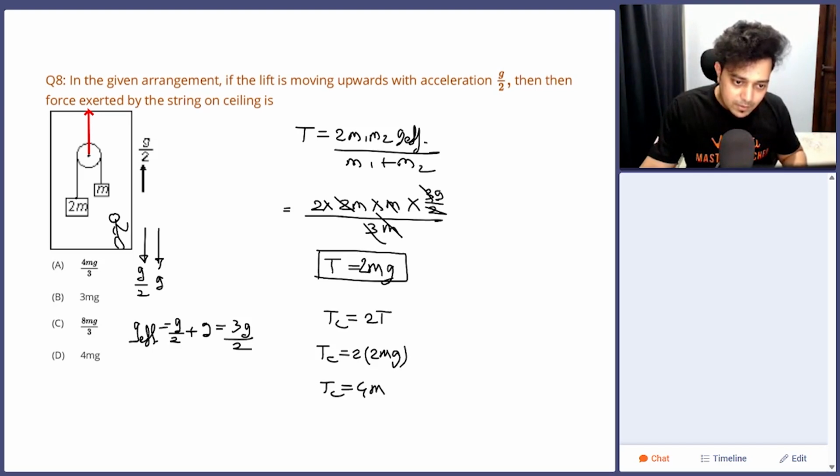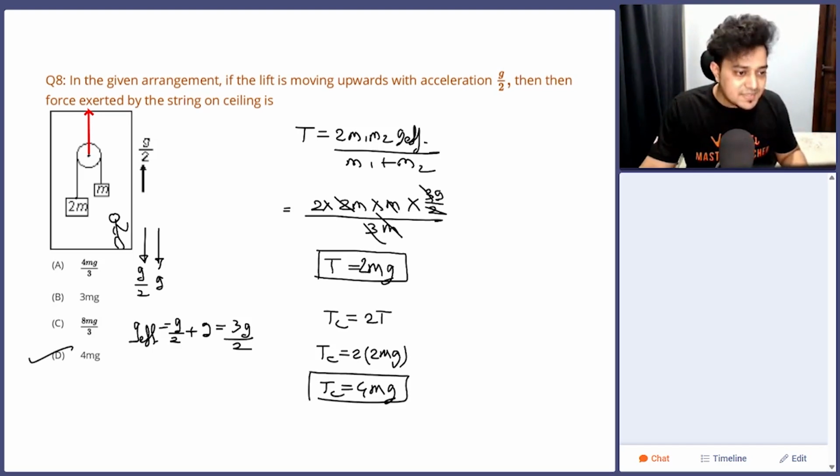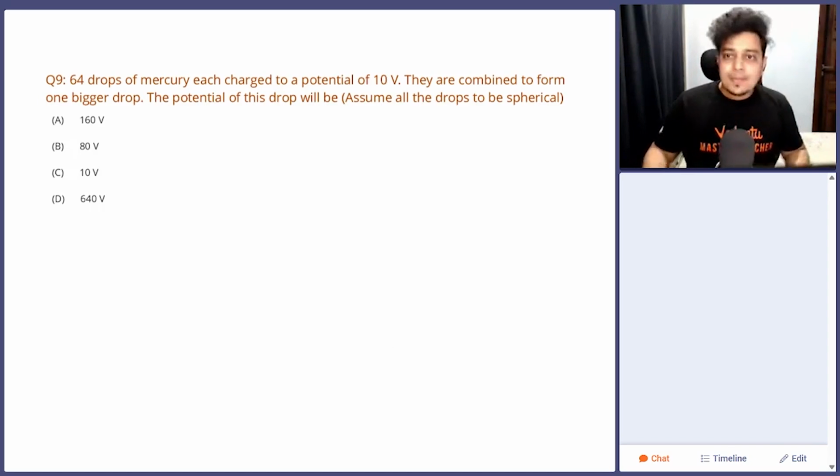That is 4mg. This is our final answer. 4mg is D. Fine. Let's go. Next question. 64 drops of mercury.